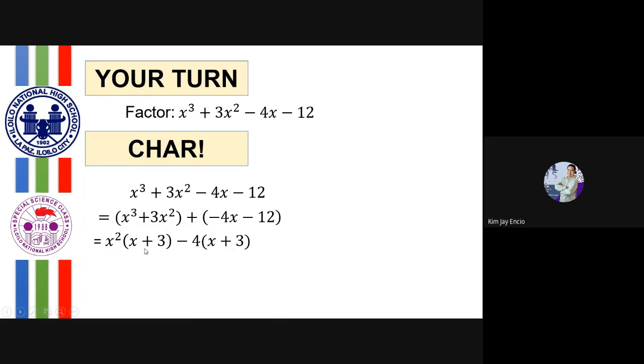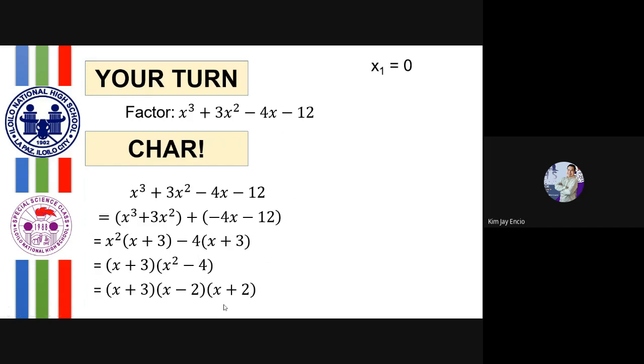We could see that x plus 3 is the GCF of the two. So factoring out x plus 3, we have x plus 3 times the quantity x squared minus 4. And we know that x squared minus 4 is a difference of two squares. And the factors of this is x minus 2 times the quantity x plus 2. Hence, the complete factored form of x cubed plus 3x squared minus 4x minus 12 is x plus 3 times the quantity x minus 2 times the quantity x plus 2.